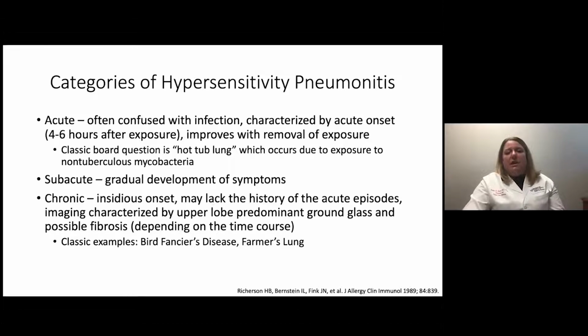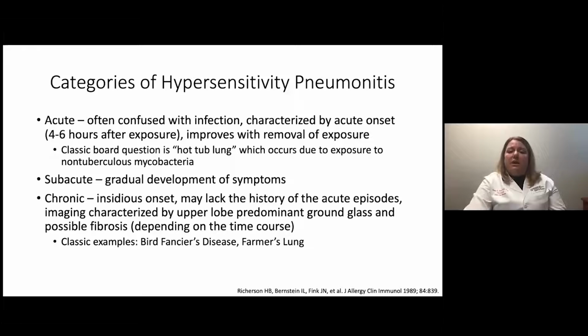Here, the imaging is characterized by upper lobe predominant ground glass again, but also with the likely addition of fibrosis, and the fibrosis will depend on the time course. And again, that's the scarring you'll see in the upper lung zones. The classic examples of these, particularly for the boards, are bird fancier's disease. The antigens in bird feathers can, with continued exposure, cause ongoing chronic hypersensitivity in patients.